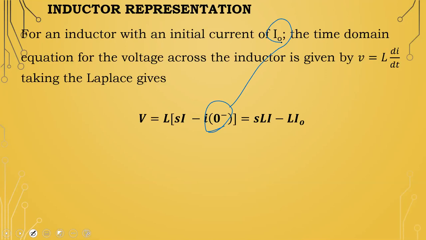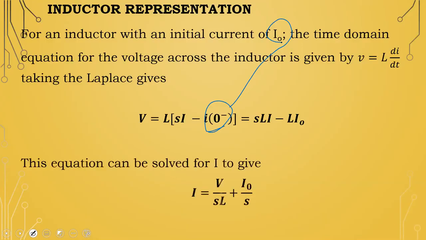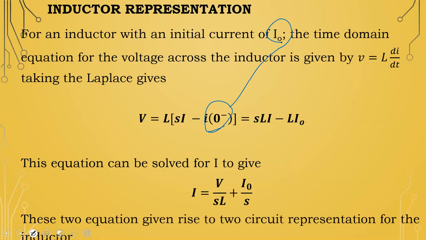And we can rearrange this equation to make I the subject. So if we rearrange to solve for I, we get I to be equal to V over sL plus I0 over s. And so we can represent the inductor using two circuit representations.